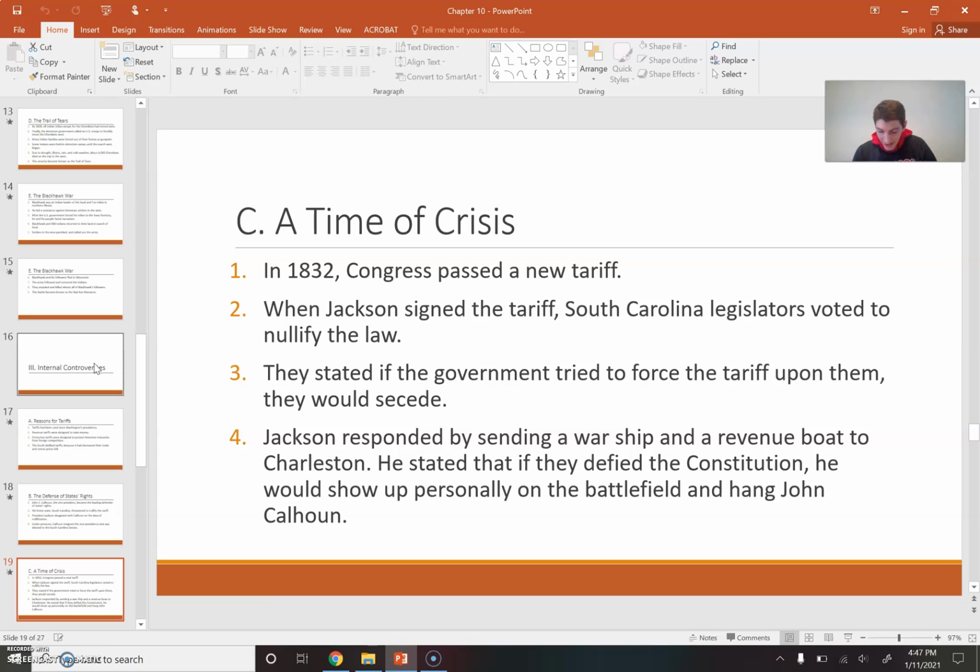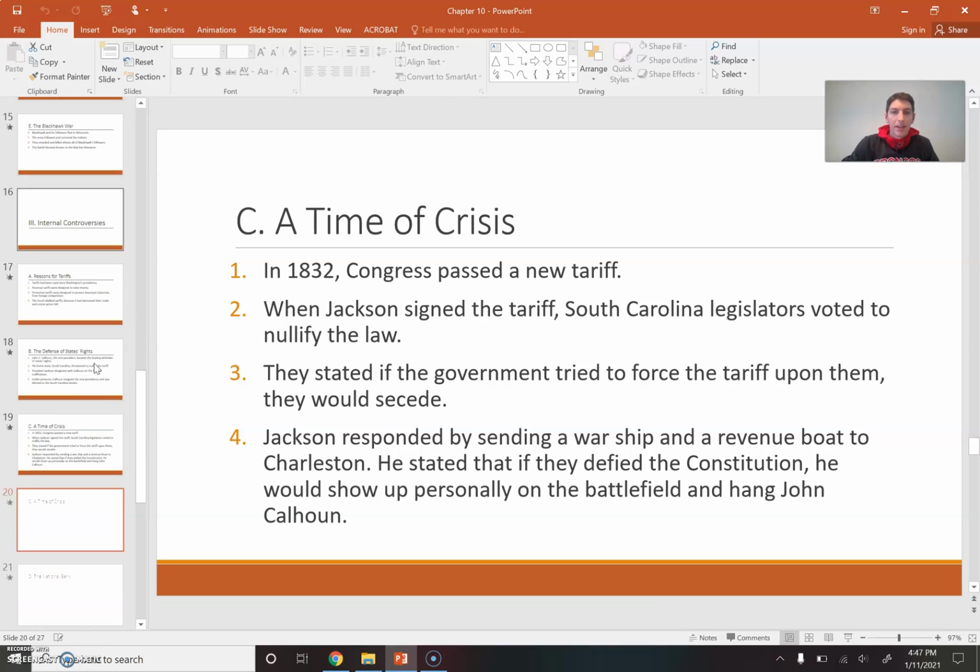Now, I think in your textbook, it's pretty edgy what Jackson was threatening to do. He told John C. Calhoun, "I'll hang you from the highest tree in South Carolina." So he's using a more direct tactic, not one of diplomacy. Basically saying, fine, if you don't obey the law, then you're going to pay the price with your life.